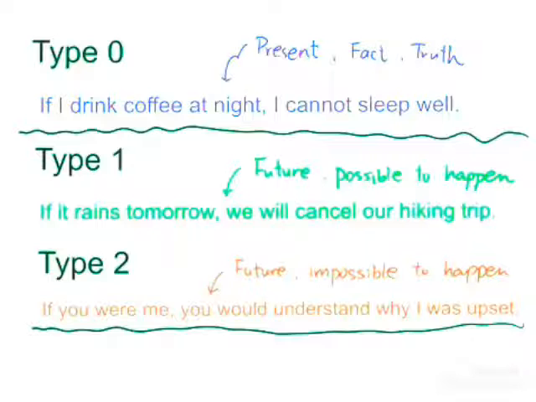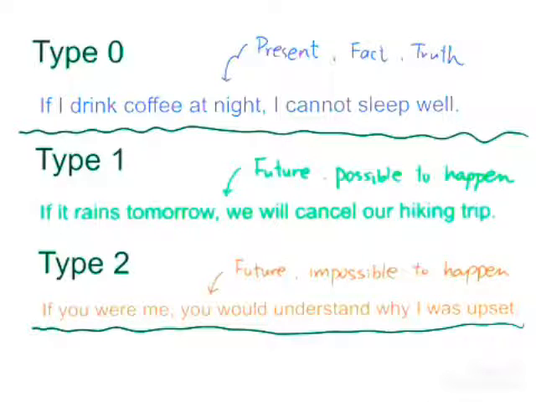Then why do we need different types of conditional sentences? Because we use them to talk about different conditions. Let's take a look at the type 0 conditional sentence first. If I drink coffee at night, I cannot sleep well.